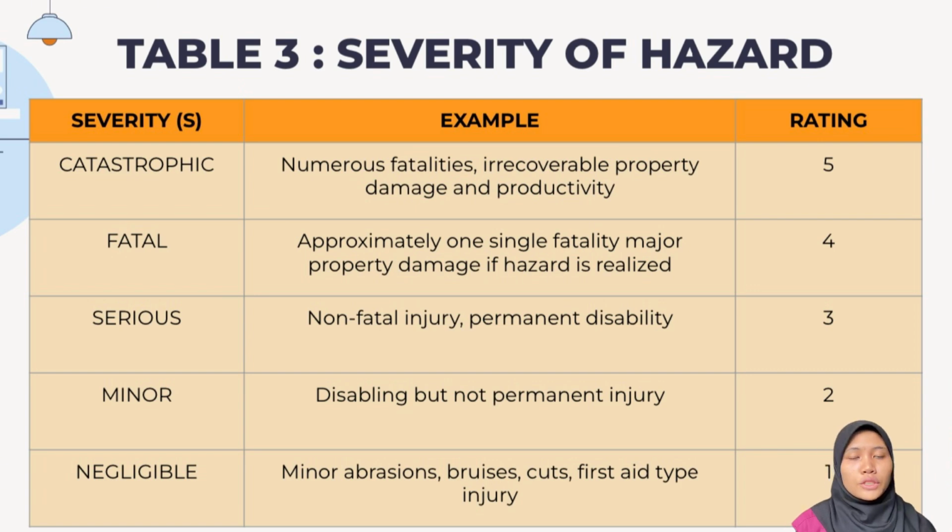The next one, for table 3, which is severity of hazard. The most severe is catastrophic, which is numerous fatalities, irrecoverable property damage and productivity. For the next one, fatal, approximately one single fatality, major property damage if hazard is realized. It's ranked 4 among the severity of hazard. The next one is serious, which is non-fatal injury and permanent disability. For the minor, disabling but not permanent injury. And the last one is negligible, which is minor abrasions, bruises, cuts, first aid type injury.